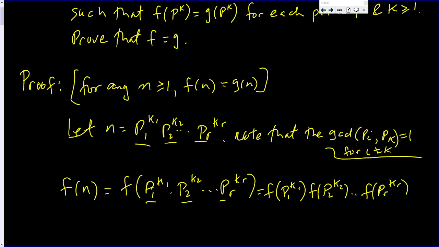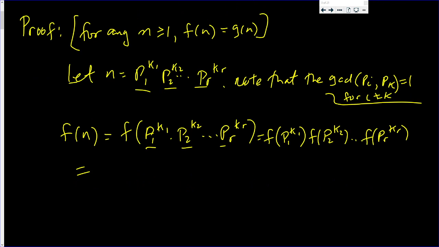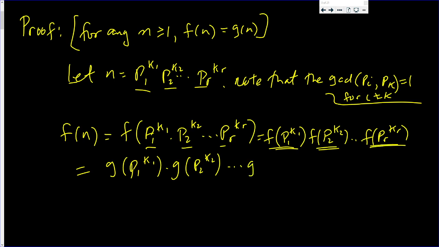But they told us that f of p to the k is equal to g of p to the k. So what that tells me is this here is g of p1 to the k1 times g of p2 to the k sub 2 all the way down to g of p sub r to the k sub r.